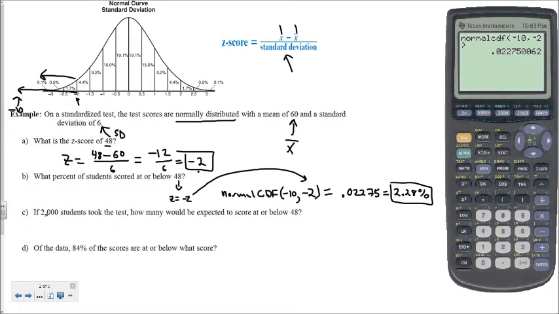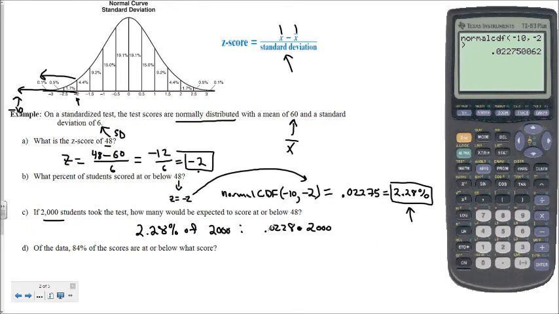The follow-up question in Part C is that if 2,000 students took the test, how many would you expect to score below 48? Well, from Part B, we know that 2.28% of them would score at or below 48. Well, 2.28% of my 2,000 students mathematically can be represented by the number 0.0228 times 2,000, because of is a keyword for multiplication in math.